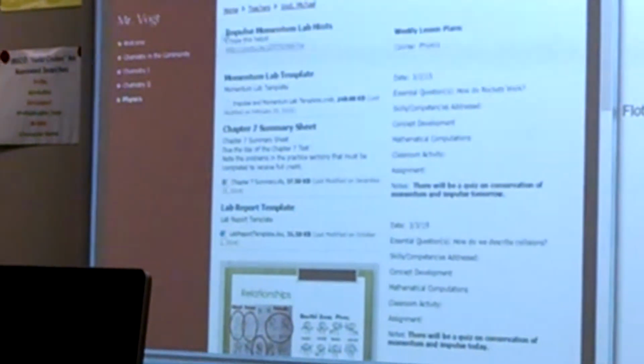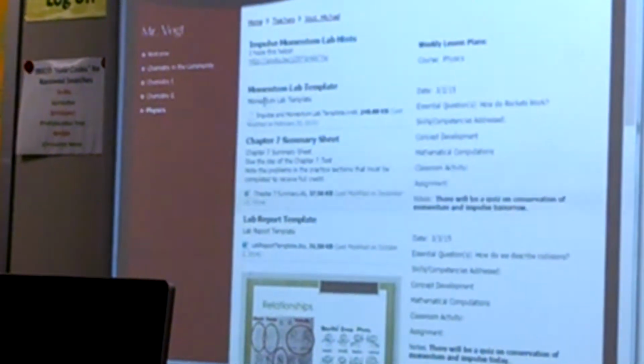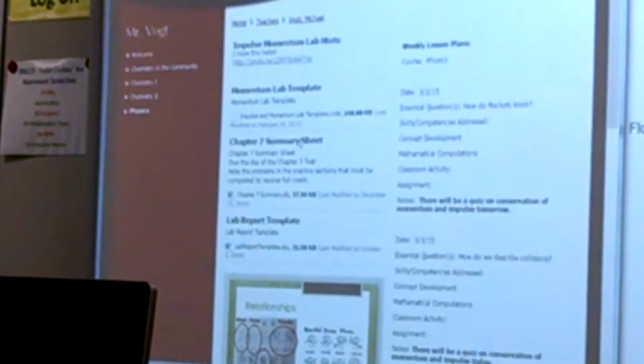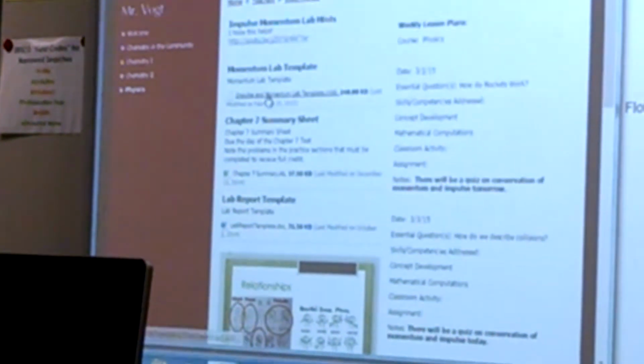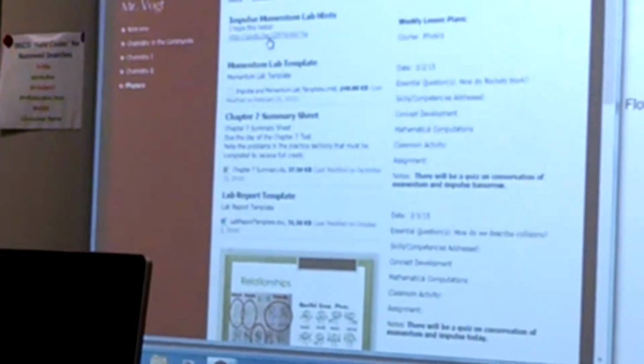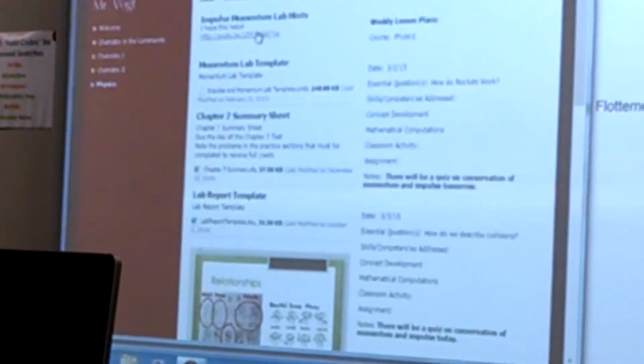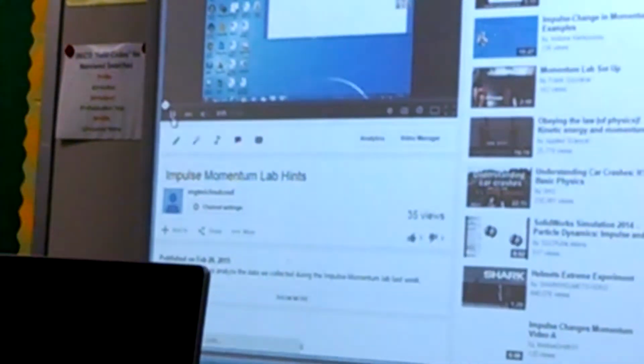So if you're on my website in the physics section, they have the template for that particular lab. There's also up here helpful hints for that particular lab, the impulse and momentum. So that directs them to a YouTube video.